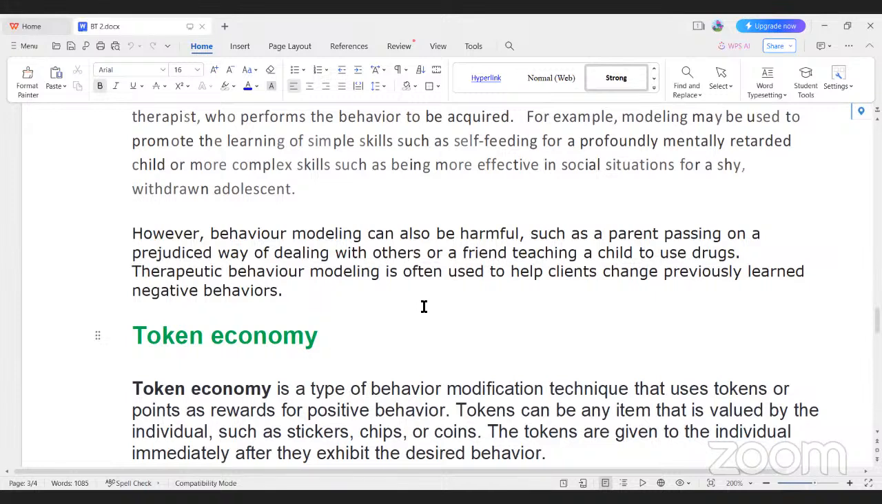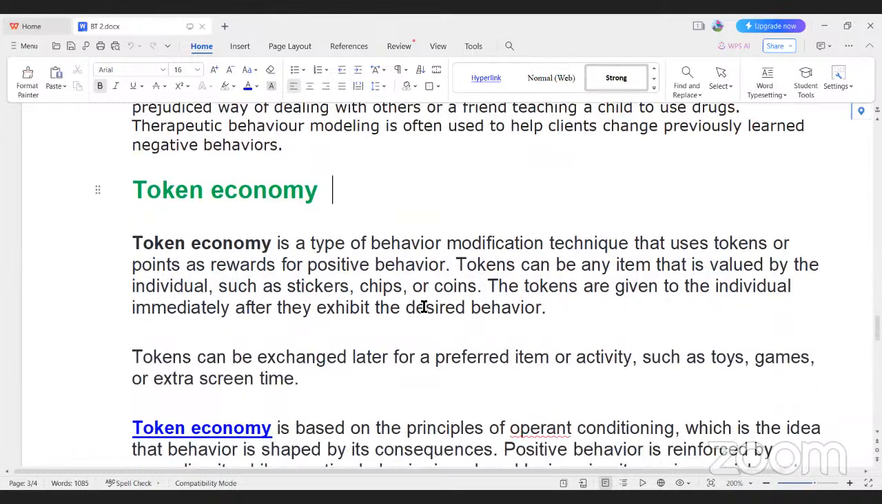So, classical conditioning, operant conditioning, and modeling. And there are another two techniques. Another one is token economy. Token economy is a technique. Suppose you take the example of school.